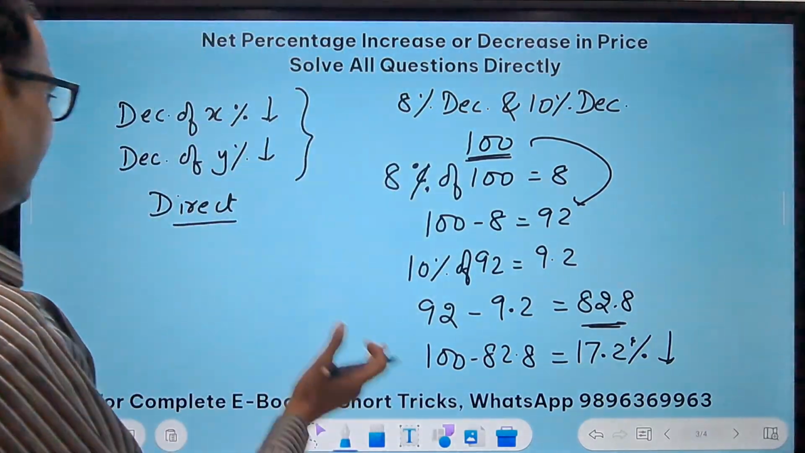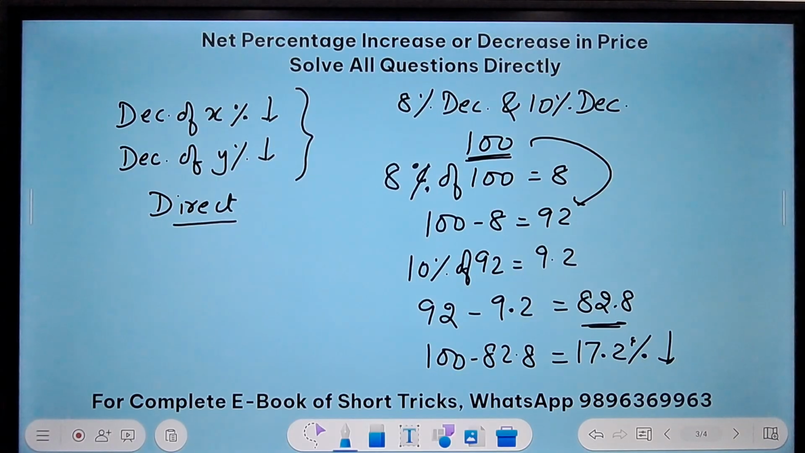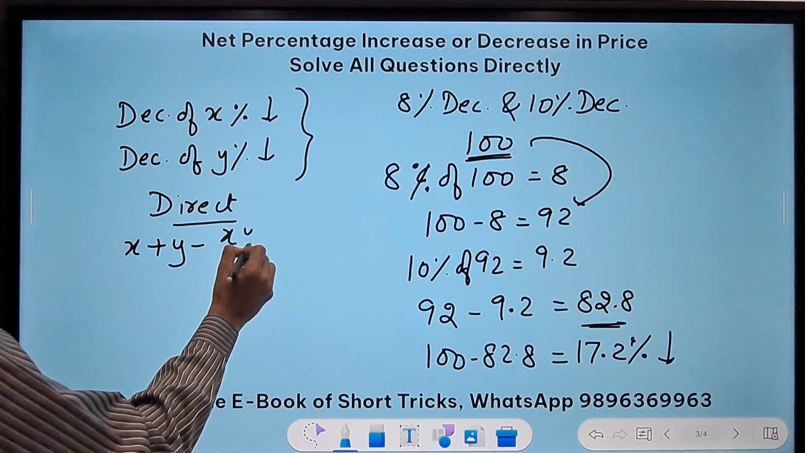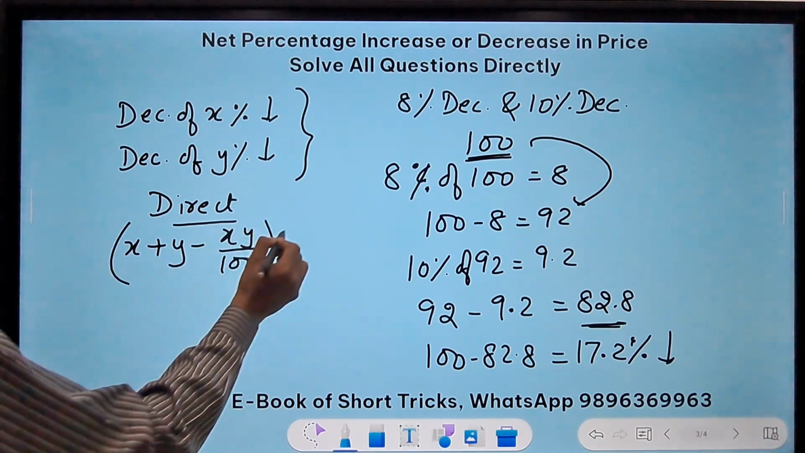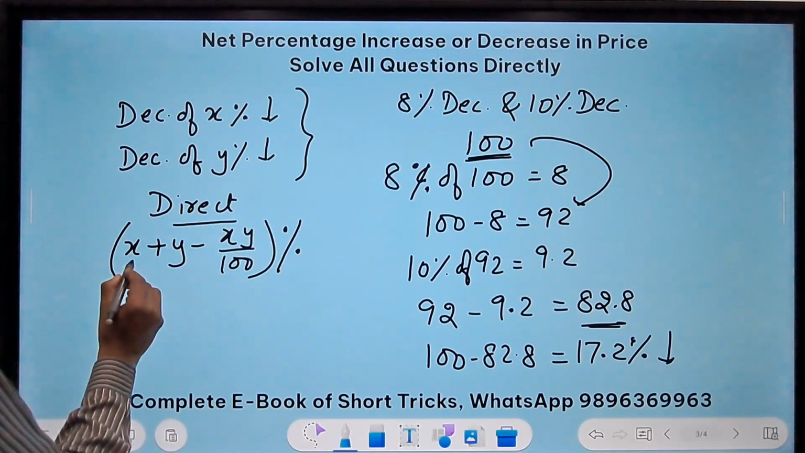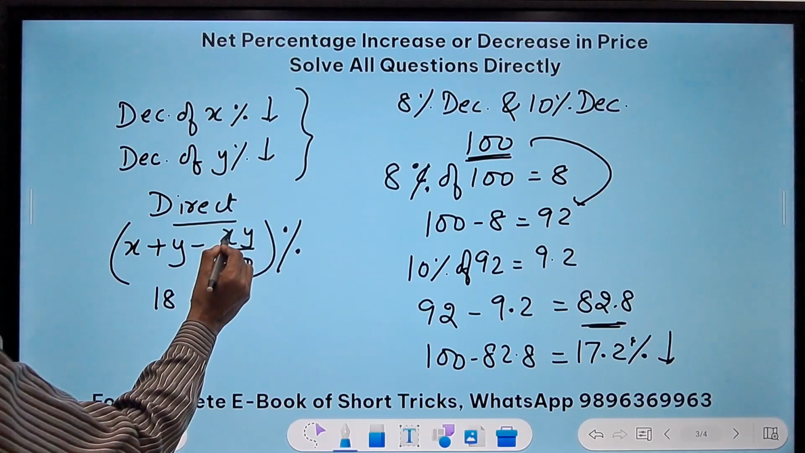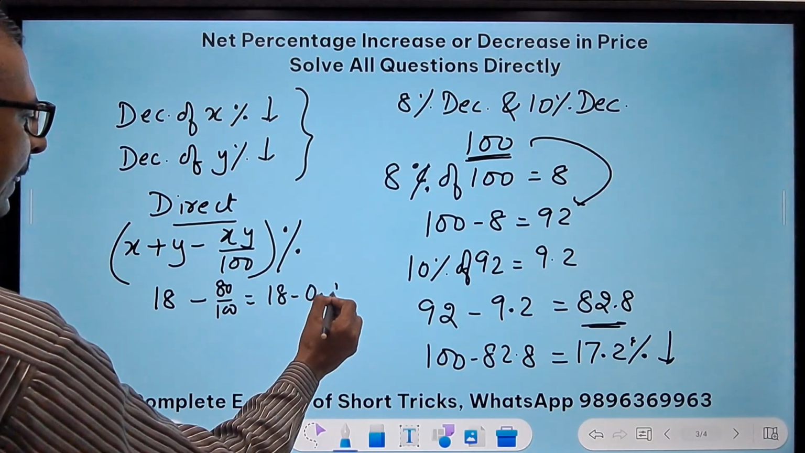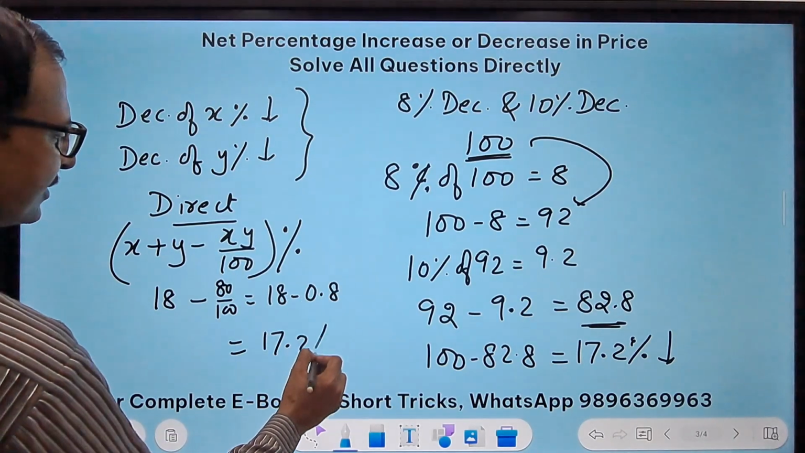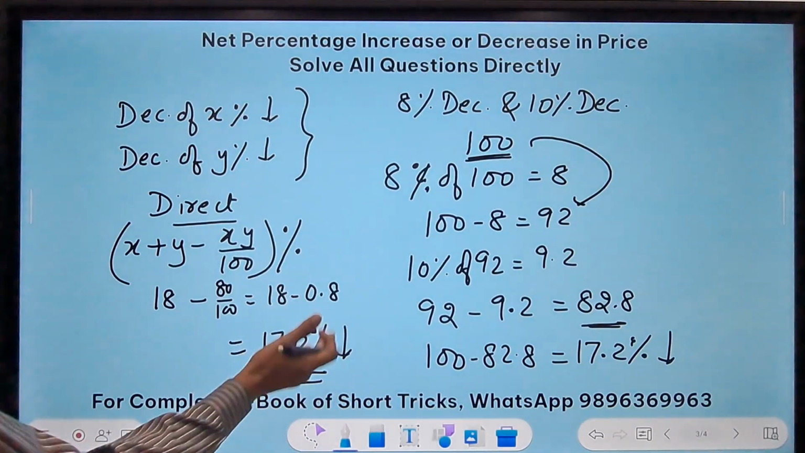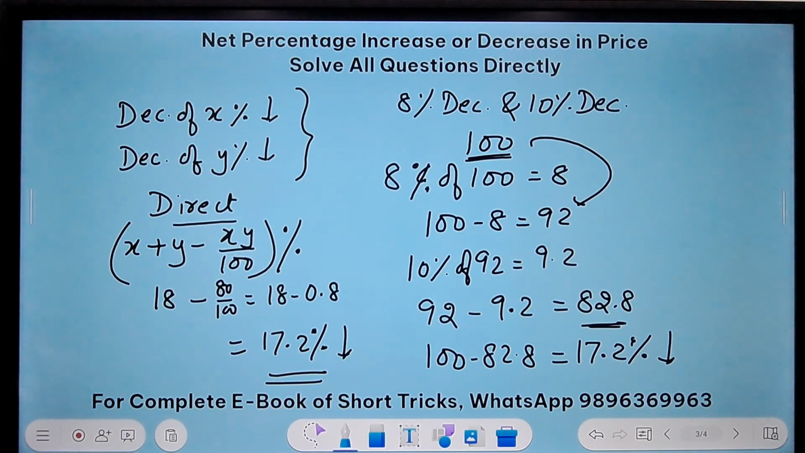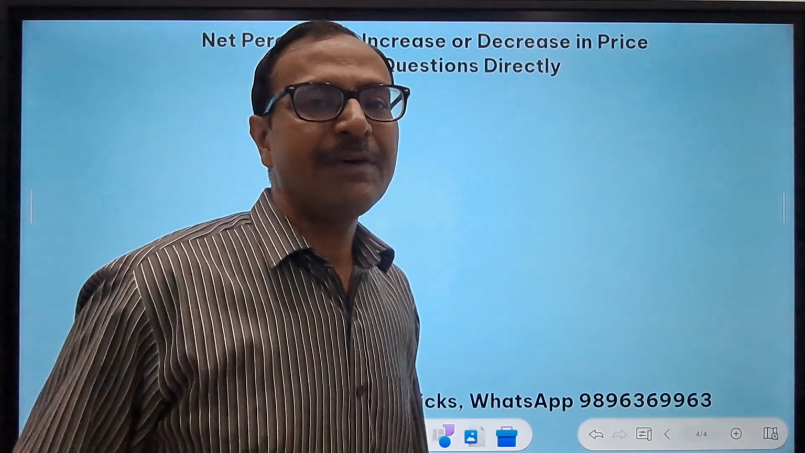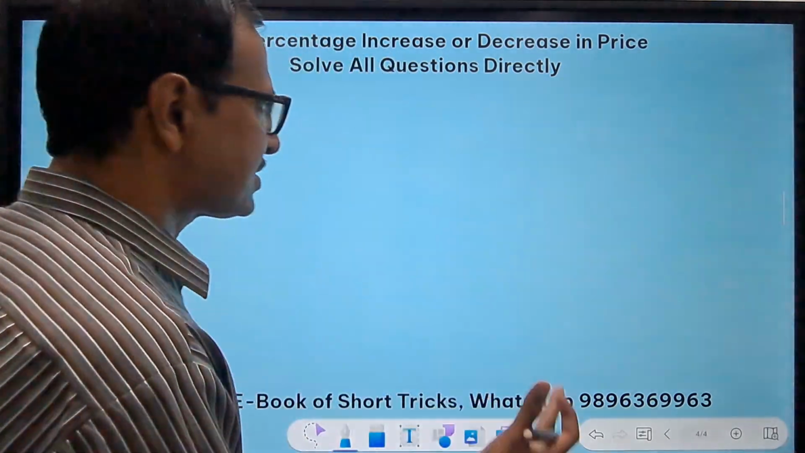Now let's see the direct short trick for this. If I want to use the direct short trick, I'll be doing the sum of x and y and then subtracting the same term xy upon 100 from it. I will get the answer directly. Let's put the values 8 and 10. So 8 and 10, 18 minus 8 into 10, 80 upon 100. So how much is that? 18 minus 0.8, that is exactly 17.2% decrease. Right? See how quickly we are getting the answer and how much time you can save using these amazing short tricks. Okay, let's get on with the final part, that is the last case.